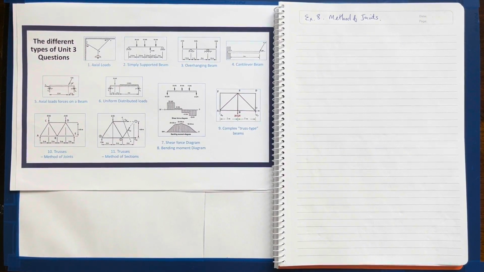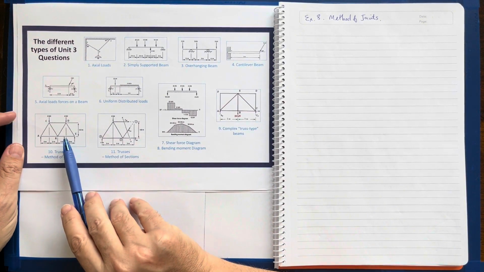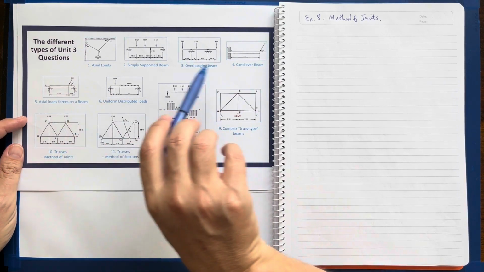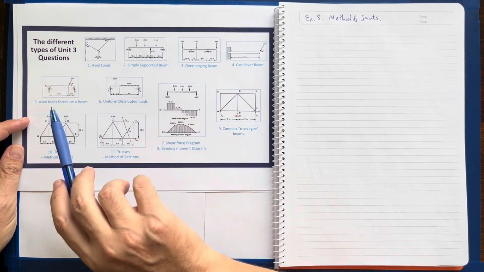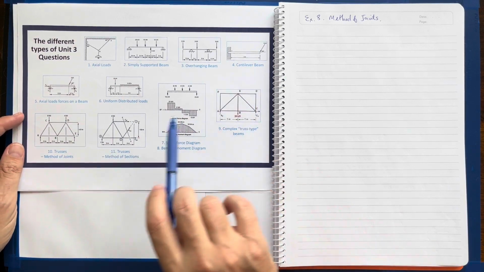Hello engineering students, Mr. O again, and today we're going to go into a bit more discussion and more detailed stuff about method of joints. We've done quite a few of these already, all the way through simply supported beams, overhanging, axial loads, UDLs, as well as shear force diagrams.